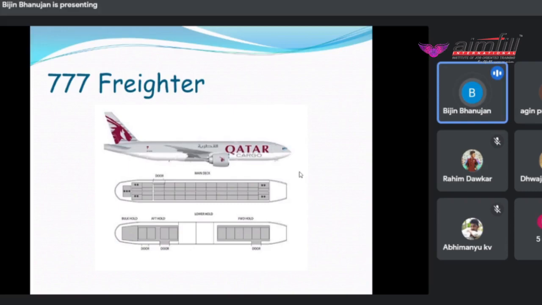So, types of ULD. The most common types of ULDs are LD3, LD6, LD7, LD9, PLA pallet, and P6P pallet. So what is LD3? This is LD3. Normally you can see that these kinds of containers will have a coding called AKE.